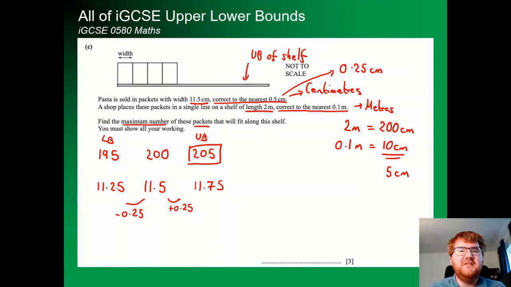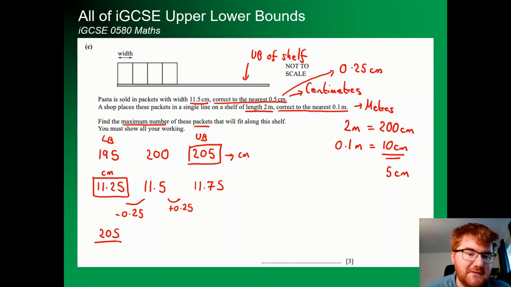And we want to fit on as many packets as possible. So we've got the biggest shelf possible, but then we need to have the smallest packets possible to fit onto that shelf. So I want to consider the 11.25. So each one then is 11.25 centimeters. The shelf is 205 centimeters. How do I work out how many packets go on there? Well, it's just going to be 205 divided by 11.25. How many 11.25s fit into 205?